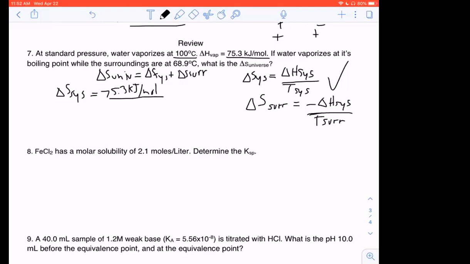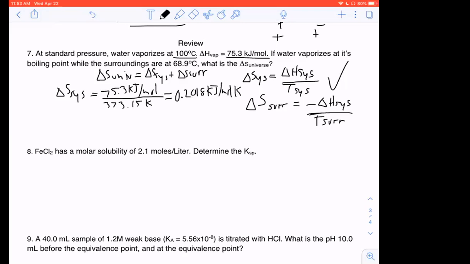And hopefully you've all been used to converting to Kelvin by now, since you won't be using Celsius much. What this is going to equal then is 373.15 Kelvin. You don't really need that 0.15. It shouldn't change my answer much here. What you end up getting is 0.2018 kilojoules per mole Kelvin. So that's the delta S of the system.